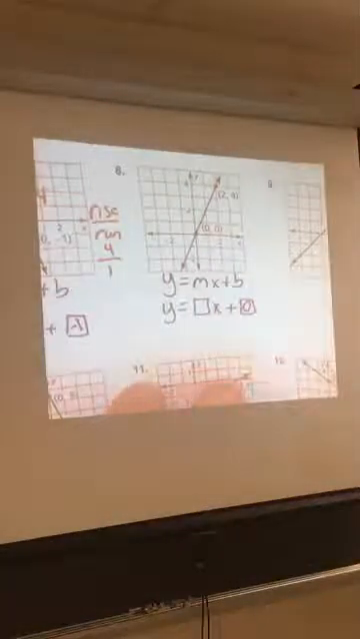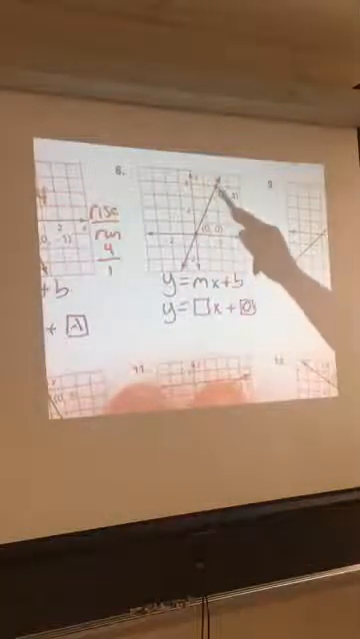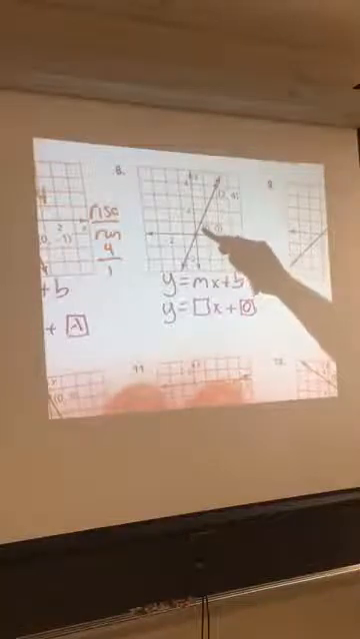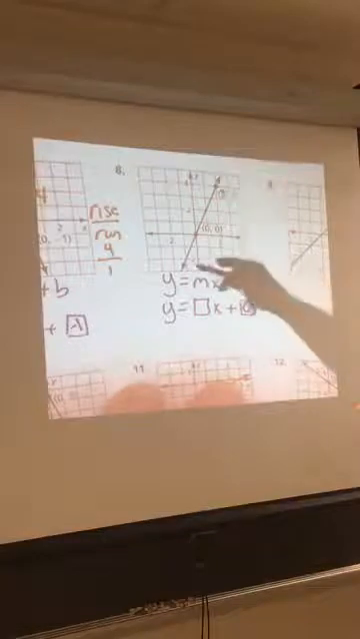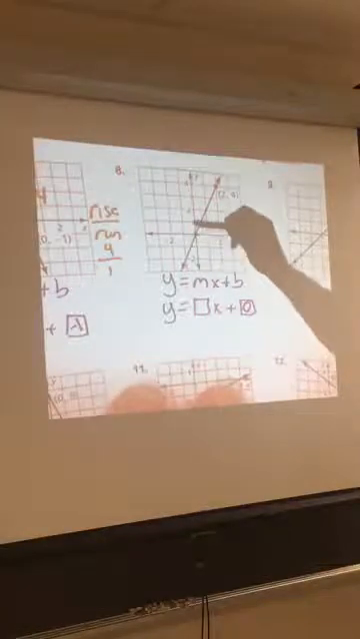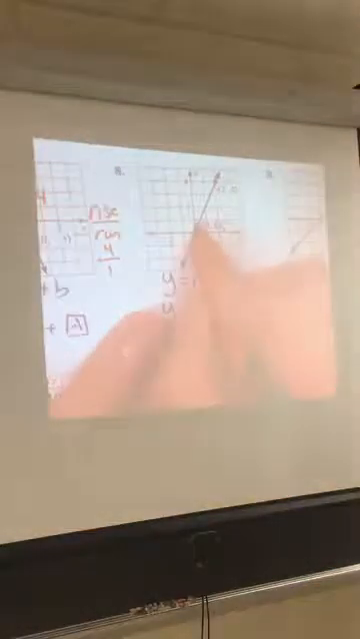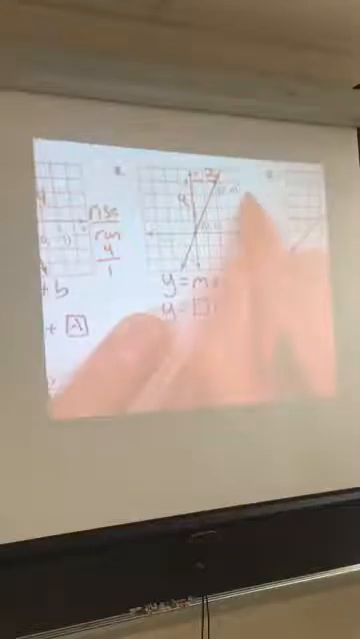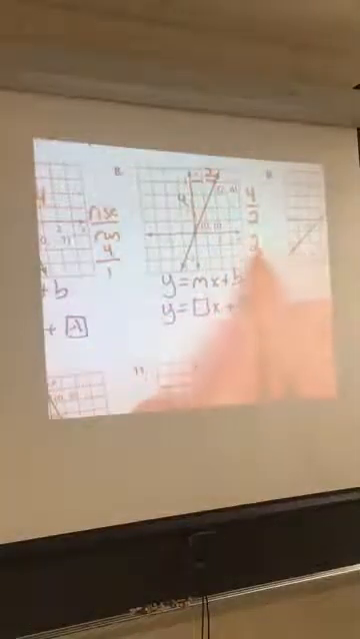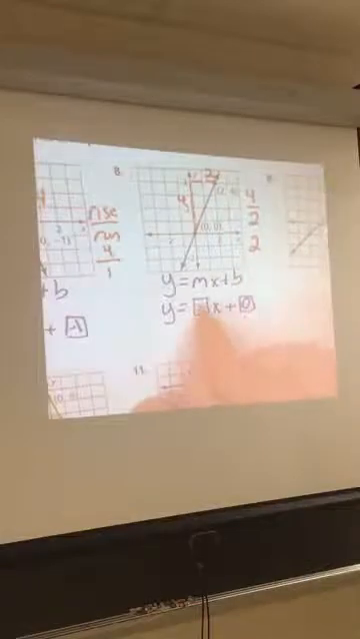Slope. So I need to find the rise and the run between these two dots. Now, like I said, you can use any dot you want. Maybe you want to use this dot here and this dot here. You don't have to use what they pick. Anyway, the rise is 1, 2, 3, 4. So the rise is 4, and the run is 2. So rise over run is 4 over 2. 4 divided by 2 is 2. So the slope is 2.